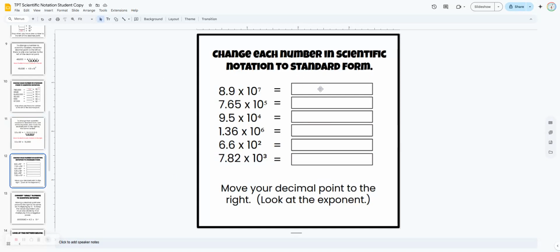They're going to be writing each number in standard form. They're going to move the decimal point, in this case, 7 places to the right. So they're just going to have to add zeros. To the right of a decimal point, you can add as many zeros as you need to, and it doesn't change the number. So here, move the decimal point 5 places to the right, 4 places to the right, and so on.